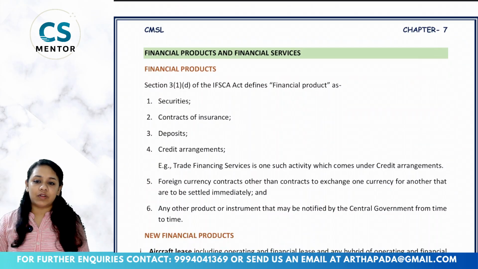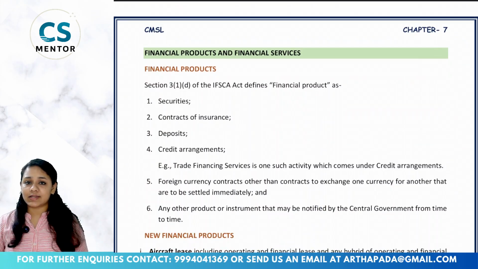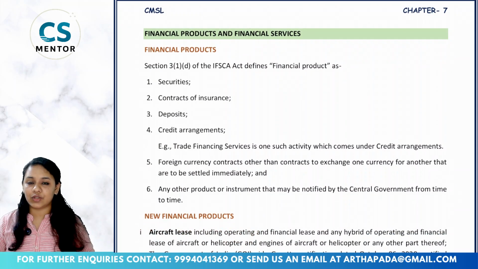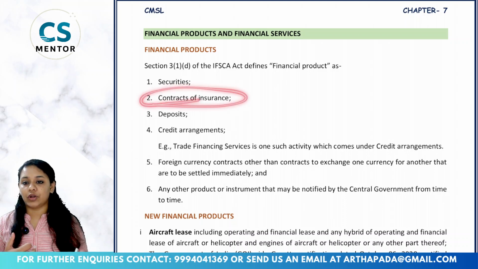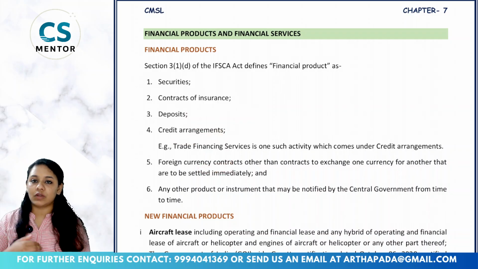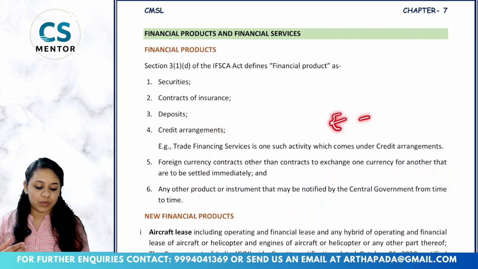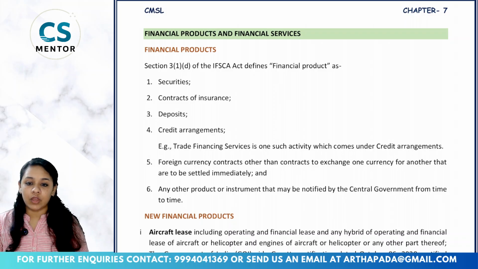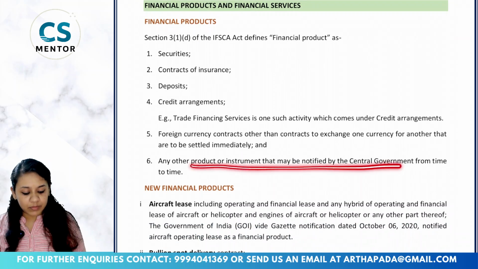Now, what are the different types of financial products? Here it gets a little technical, okay? These are words that you'll just have to get used to saying. So, say it with me. Securities, contracts of insurance, one very important financial product. Deposits of money, credit arrangements, then foreign currency contracts, because conversion from, let's say, rupee to dollar, or from dollar to yuan, or rupee to yuan, any other product notified by the central government.